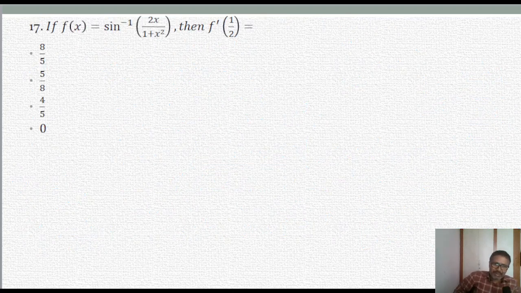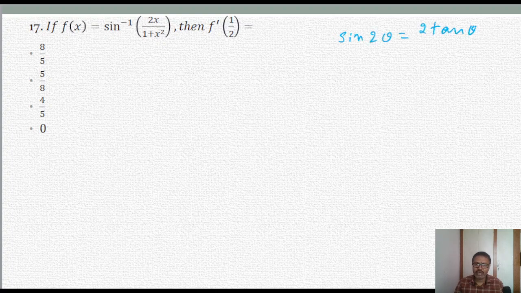Again a textbook problem. You can decide yourself that you have to go by the substitution method. That is the easiest way. Which trigonometric function should be substituted for this? You should keep in mind this formula, sine 2 theta, that can be written as 2 tan theta divided by 1 plus tan square theta. That's it. Now I'm writing that step, you need not write the step. So put here x is equal to tan theta. So that will give you theta is equal to tan inverse x.